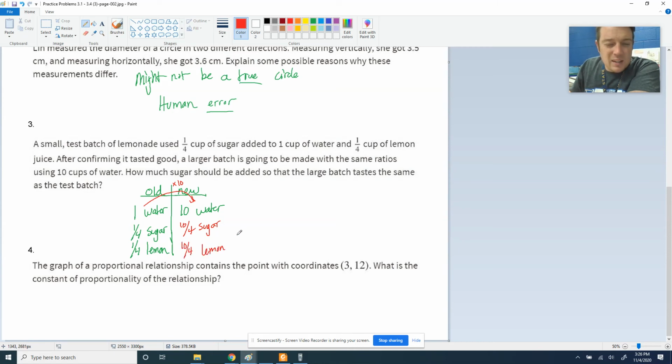If you don't like improper fractions, get over it. Like them. Now, if you don't like them, you can convert that to 10 divided by 4, which is the same as 2.5 cups of sugar or 2.5 cups of lemon. Same thing with 10 cups of water.